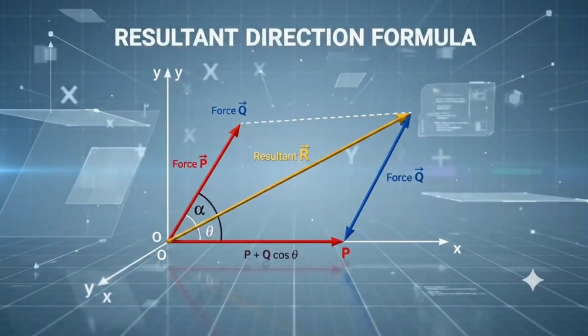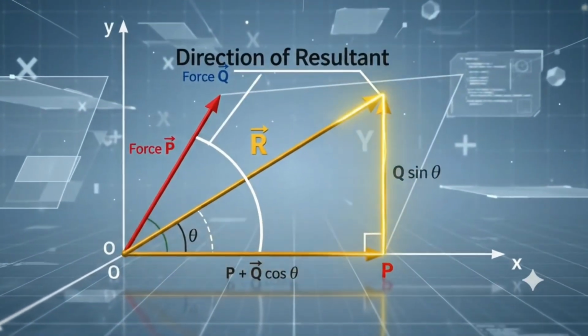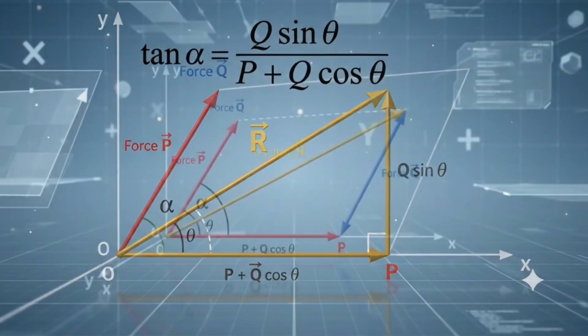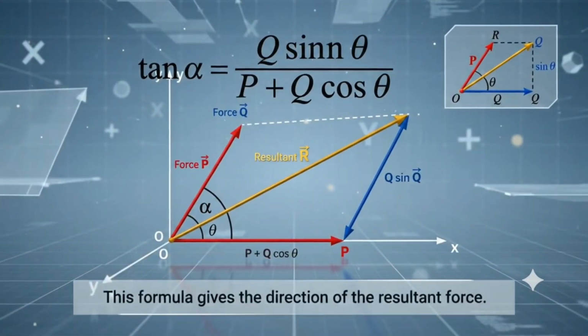To determine the direction of the resultant force, use this formula. Tangent alpha equals Q sine theta divided by P plus Q cosine theta. It completely defines the resultant.